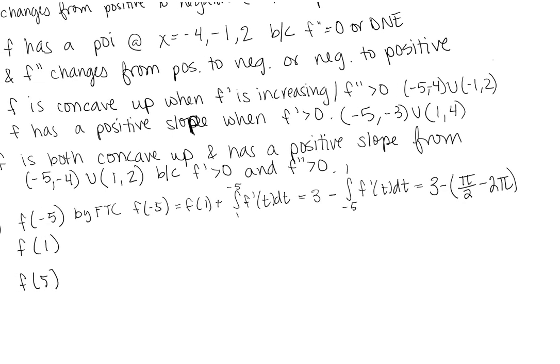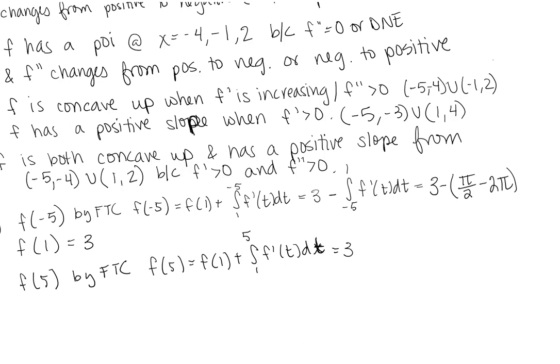Let's get this next piece done. F of 1, I already know that f of 1 is going to be 3. It's already given. And then my last piece right here, f of 5, by fundamental theorem of calculus, f of 5 equals f of 1 plus the integral from 1 to 5 of f prime of t dt.